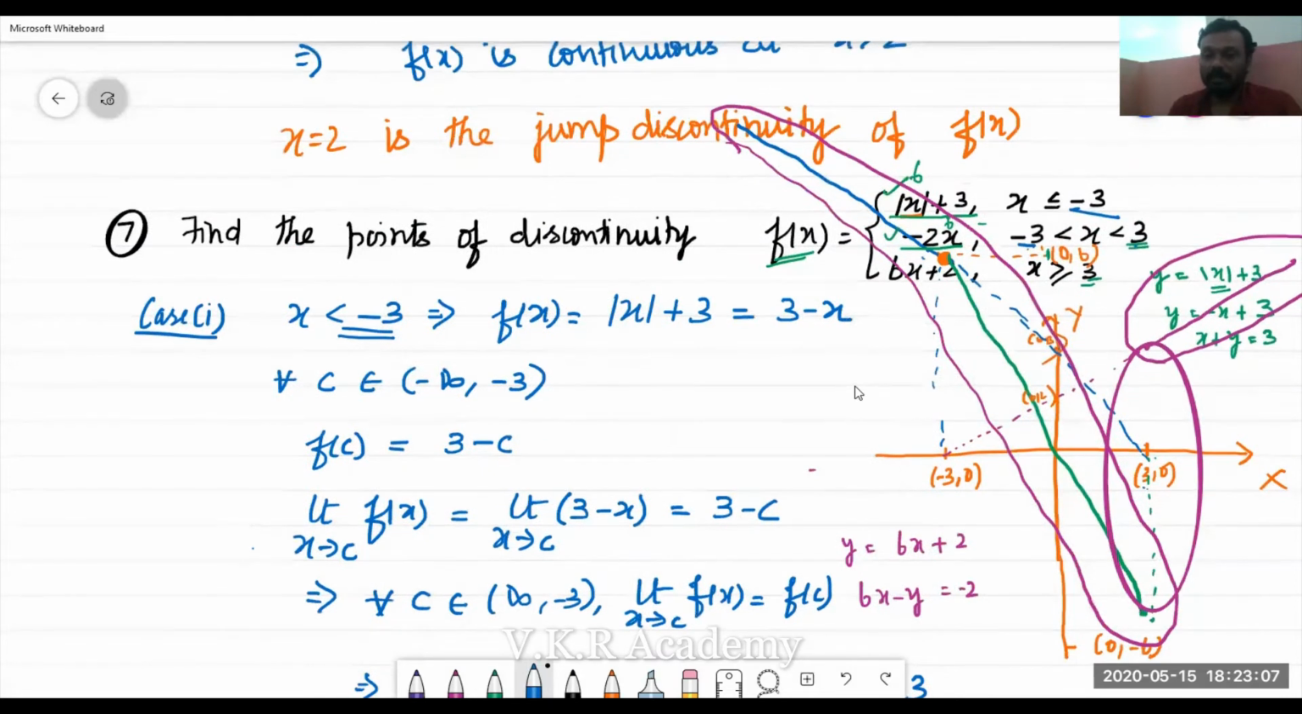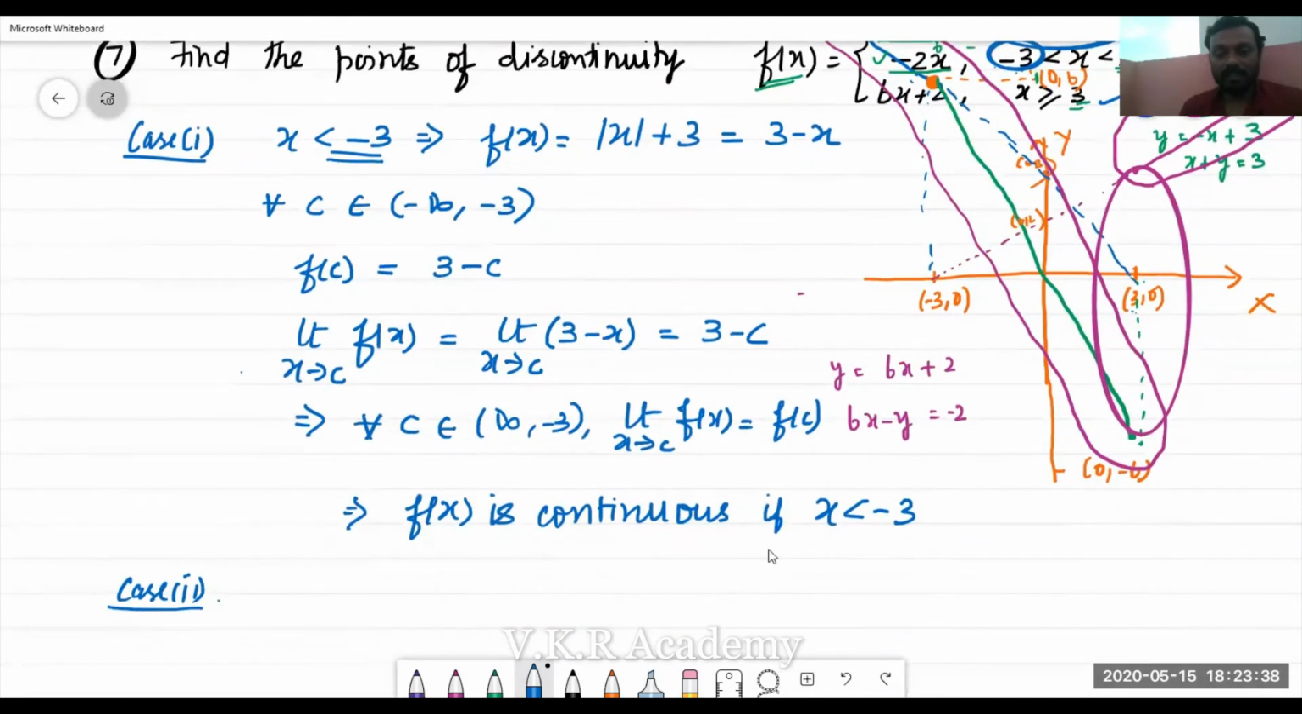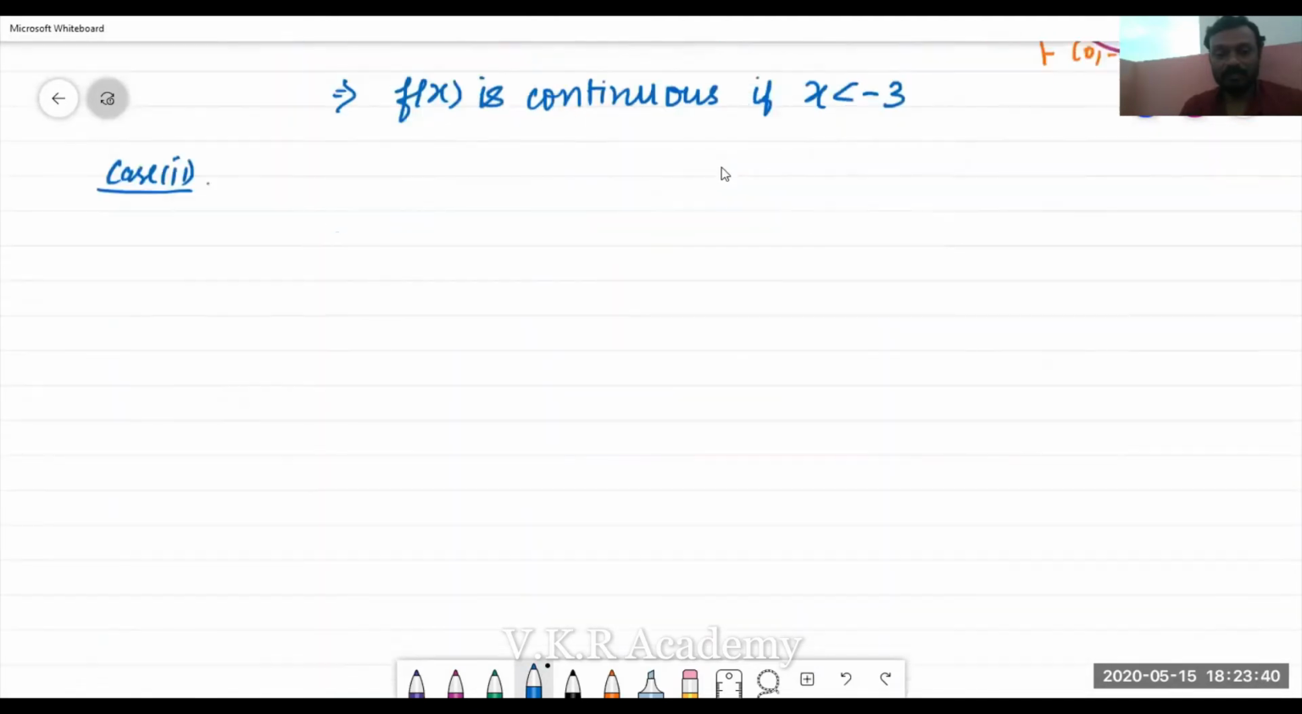Now the case 2. Because at the point minus 3, the function gets split up into different subdomains. The domain is minus infinity to infinity, but it is divided into 3 subdomains: minus infinity to minus 3, minus 3 to plus 3, and 3 to infinity. So minus 3 is the point where the domain gets split up. So at that point we have to discuss the left hand limit and right hand limit.